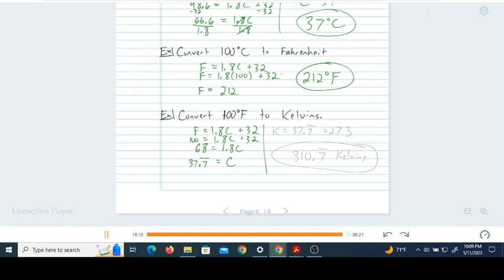Alright, now we can go from Celsius to kelvins. So kelvins equals Celsius, which we know to be 37.7 plus 273. So that's a pretty easy formula to work with, and we arrive at our conclusion. 310.7 repeating kelvins is the answer. Alright, and that's a wrap for the lecture.